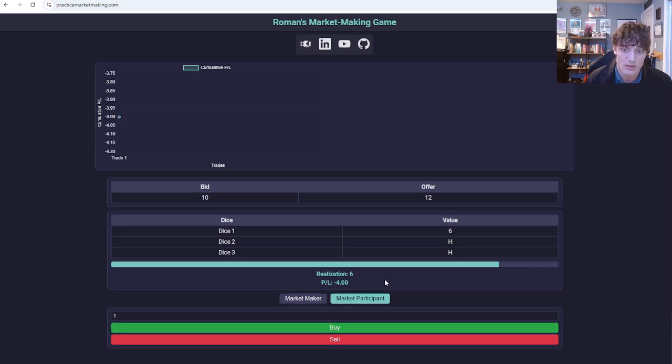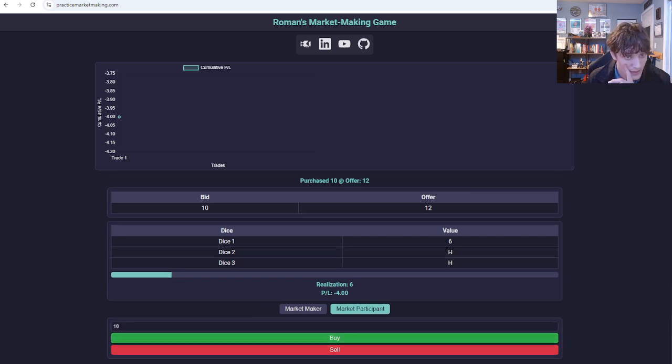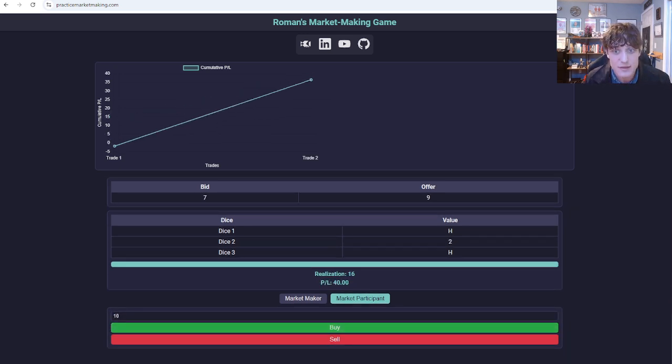And here I realize a loss. So the realization was 6. I lost $4. So I can play this again. Bid 13, offer 12. I'll buy 10 at 12. I have a slight edge. And here I actually make money. The realization was 16. My P&L is 40.